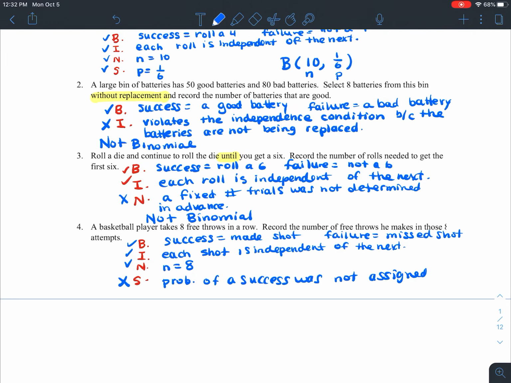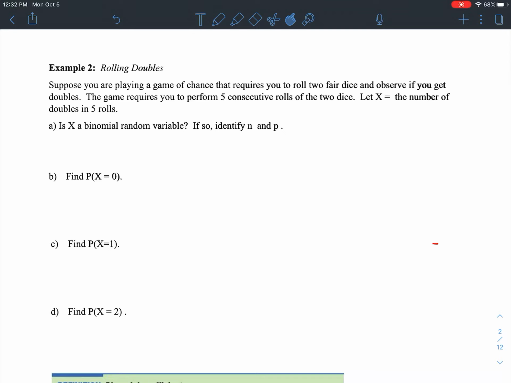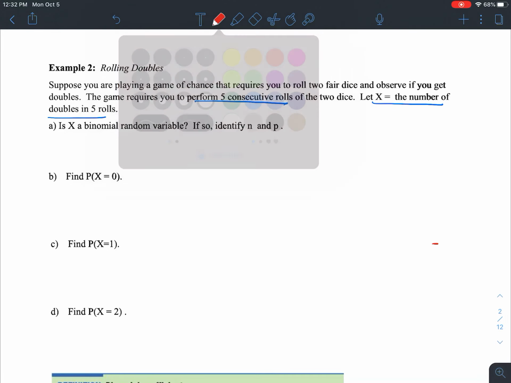Okay, let's go ahead and take a look at an example here on the next page talking about rolling 2 dice. So suppose that you are playing a game of chance that requires you to roll 2 fair dice and observe if you get doubles. The game requires you to perform 5 consecutive trials of the 2 dice, and we're going to let the random variable x be the number of doubles in 5 rolls.